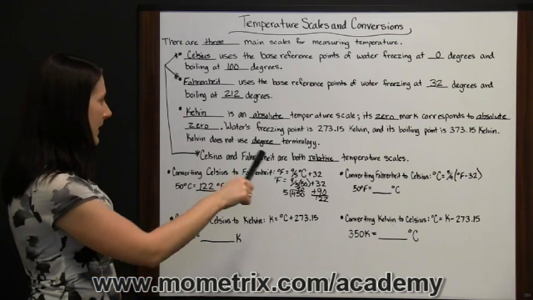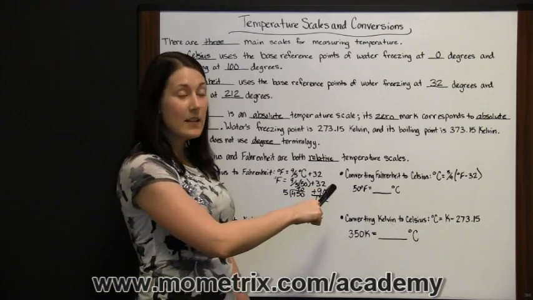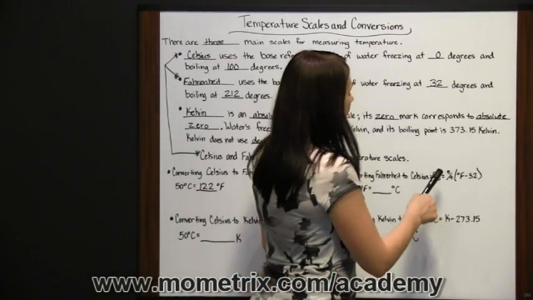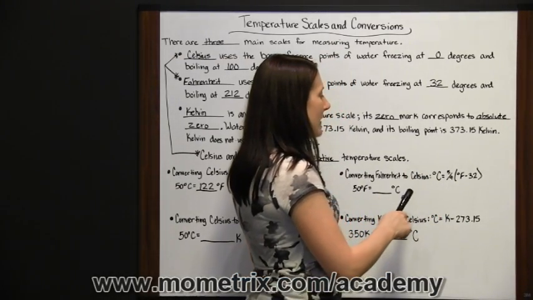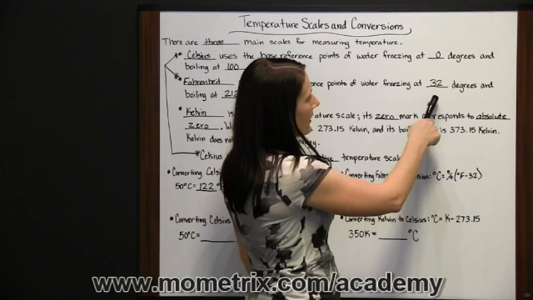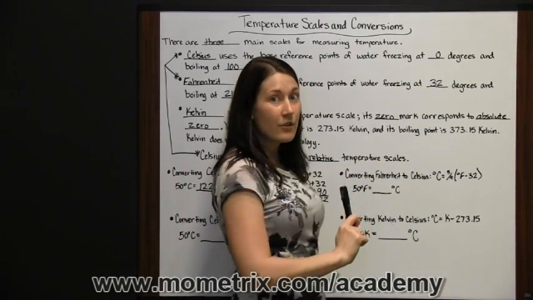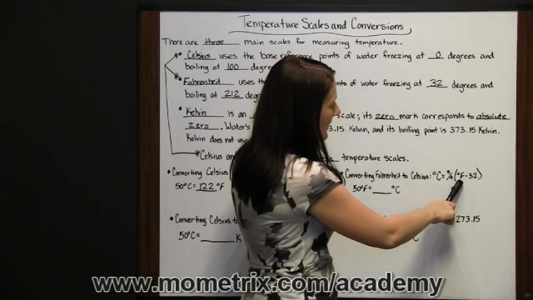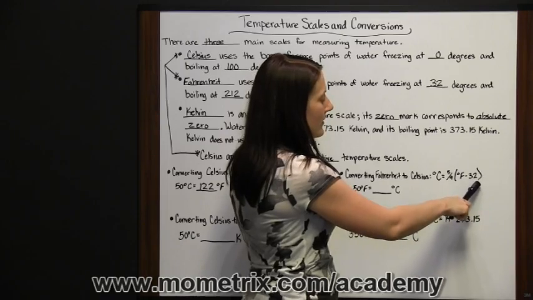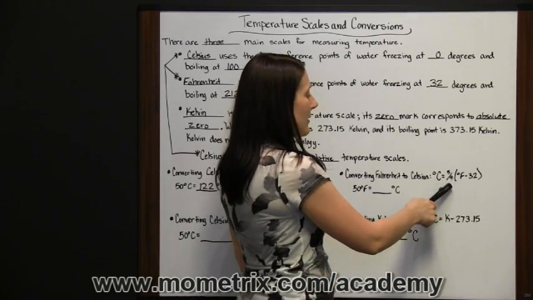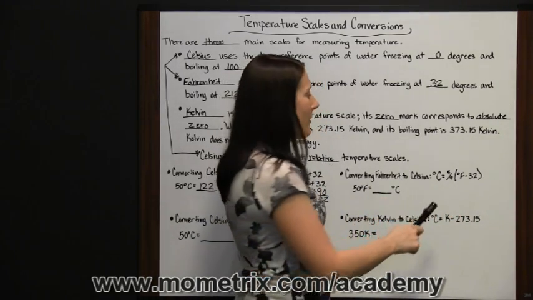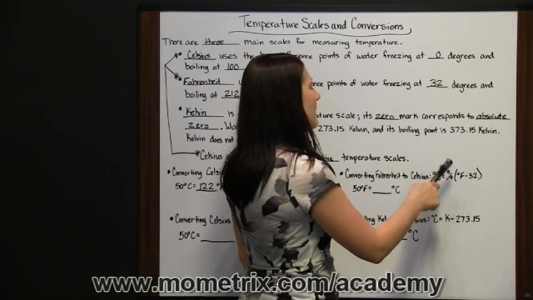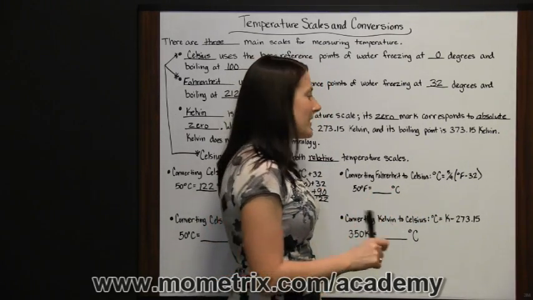Okay, next let's convert Fahrenheit to Celsius. Again, 32 degrees Fahrenheit should equal 0 degrees Celsius. If we plugged in 32 degrees Fahrenheit, minus 32 would be 0. 0 times 5/9 would be 0. And so 32 degrees Fahrenheit would equal 0 degrees Celsius.